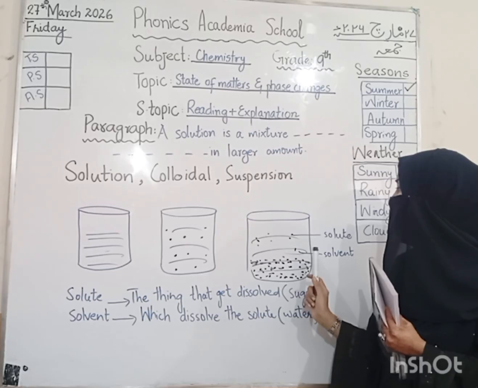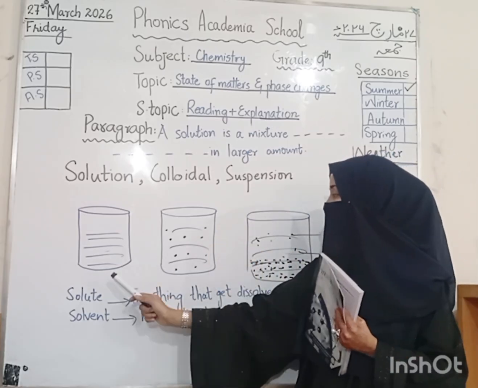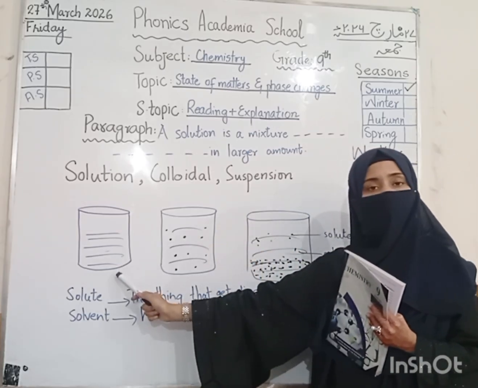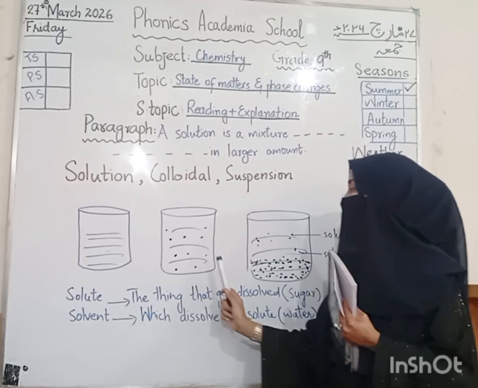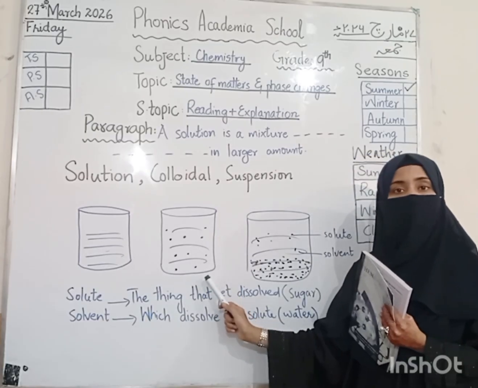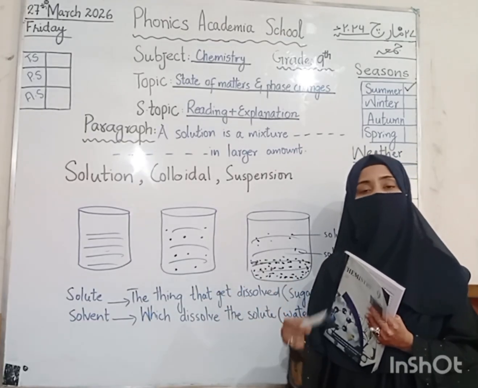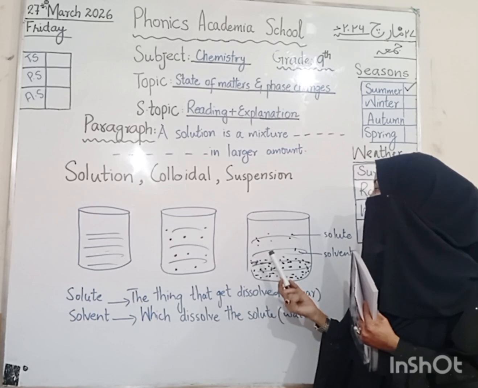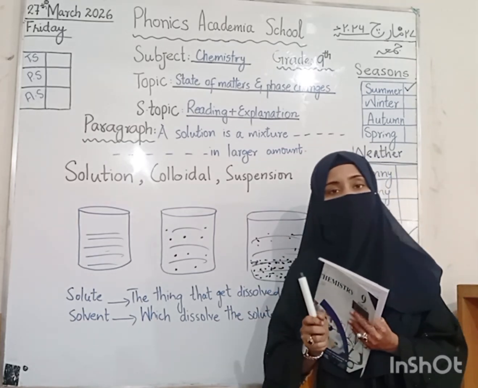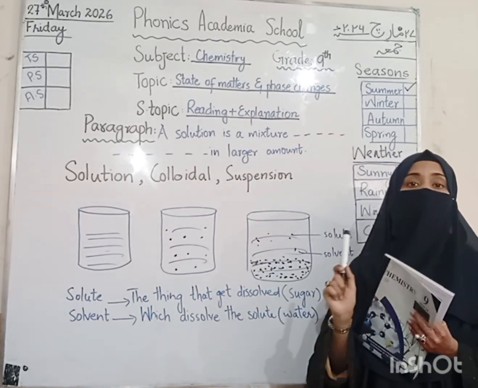Then the next one is suspension. I have given the example of sugar and water for the true solution, and starch solution is the example of a type of colloidal solution. Then we have suspension.